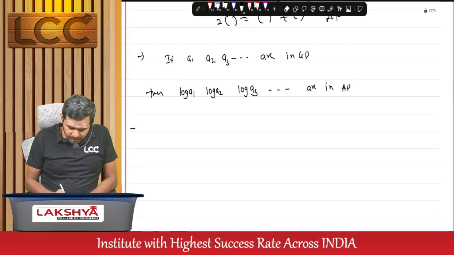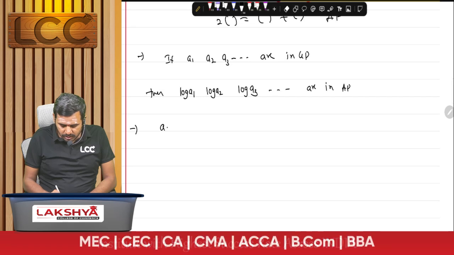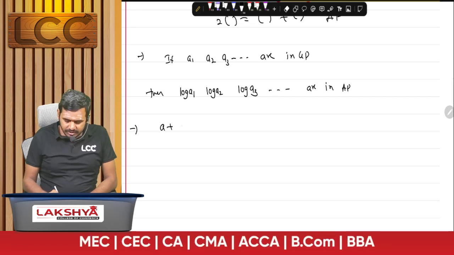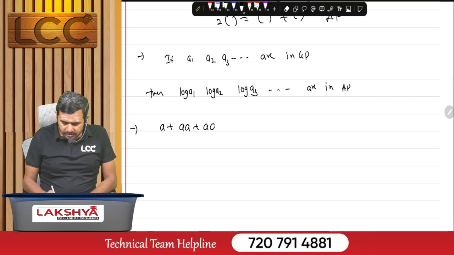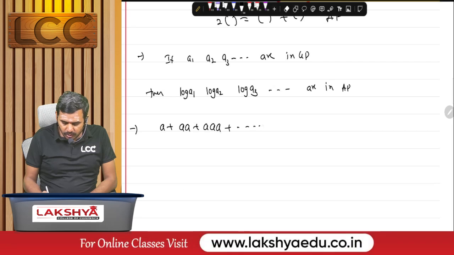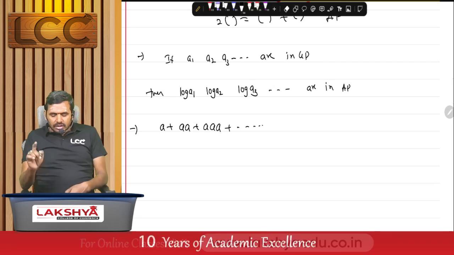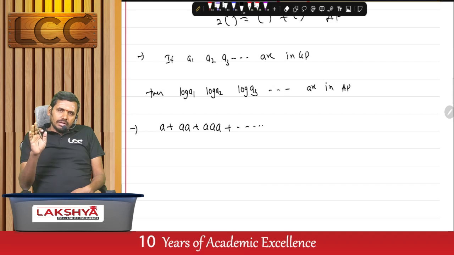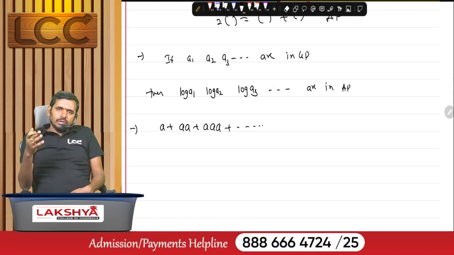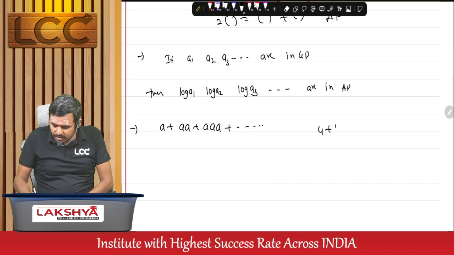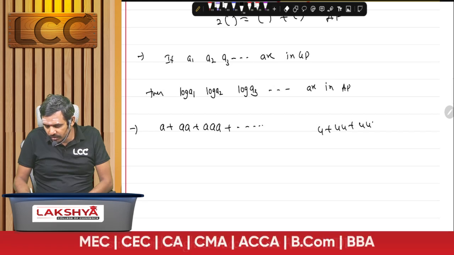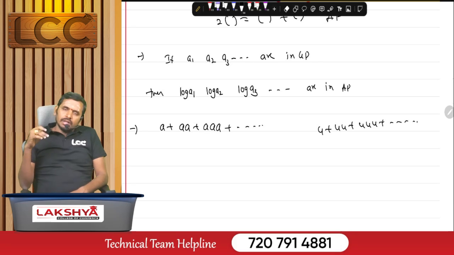The next property is, suppose the format is like A plus AA plus AAA plus and so on. See, it is not A into A. For example, the question is 4 plus 44 plus 444 plus 4444 plus and so on, up to n terms.